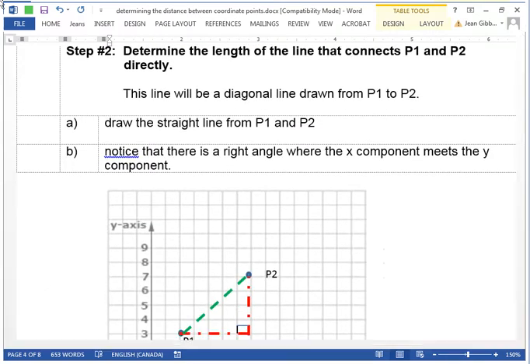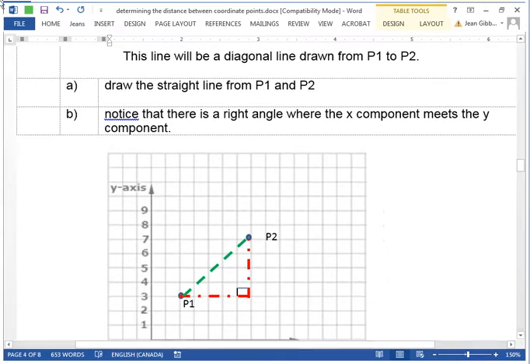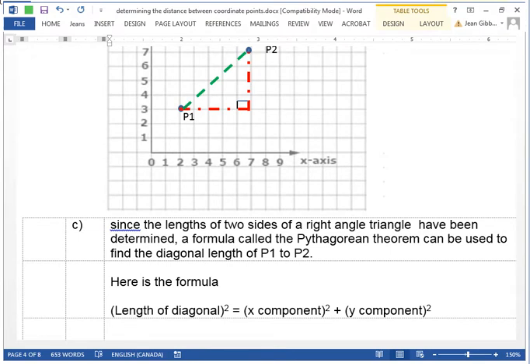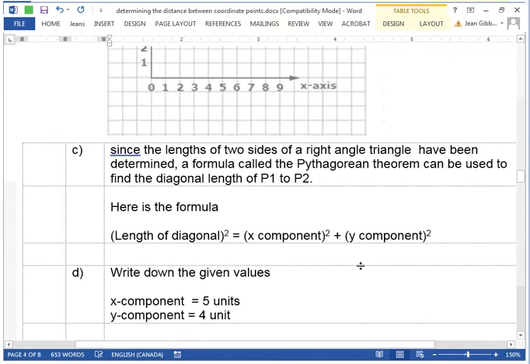We now draw the straight line from P1 to P2. Notice that there is a right angle where the x component meets the y component. Since the length of the 2 sides of a right triangle have been determined, we can use the formula called the Pythagorean Theorem to find the diagonal length from P1 to P2. And here would be your formula. The length of diagonal squared is equal to the x component squared plus the y component squared.